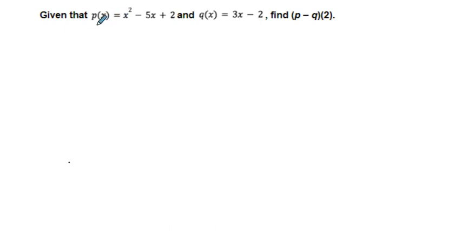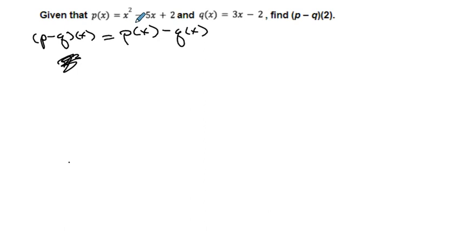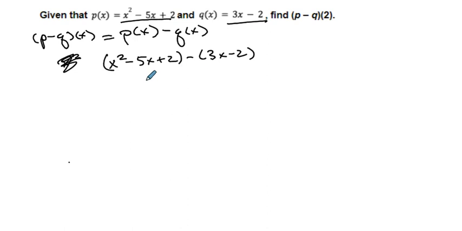All right, so it says, given that p of x is x squared minus 5x plus 2 and q of x is 3x minus 2, find p minus q of 2. So what they're saying, first of all, is we're going to find p minus q of x. We're gonna do what we just did in the past video. We're gonna take our p of x, and then we're gonna subtract q of x from it. So we're gonna go x squared minus 5x plus 2, and put that in parentheses for the time being, minus 3x minus 2. Okay, so we can drop the parentheses on this one right here.